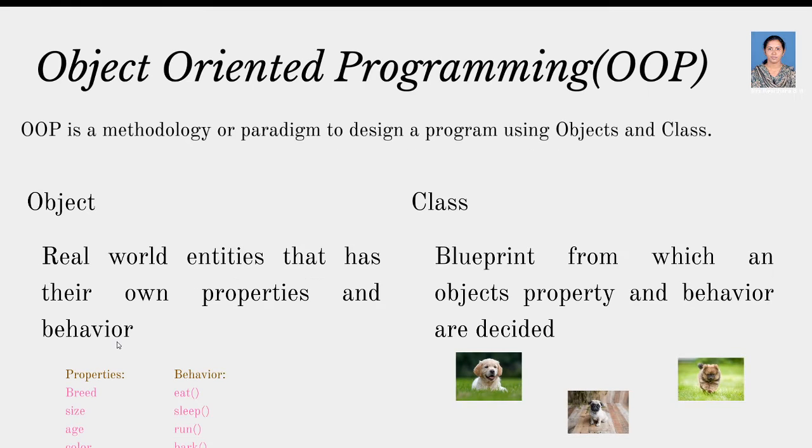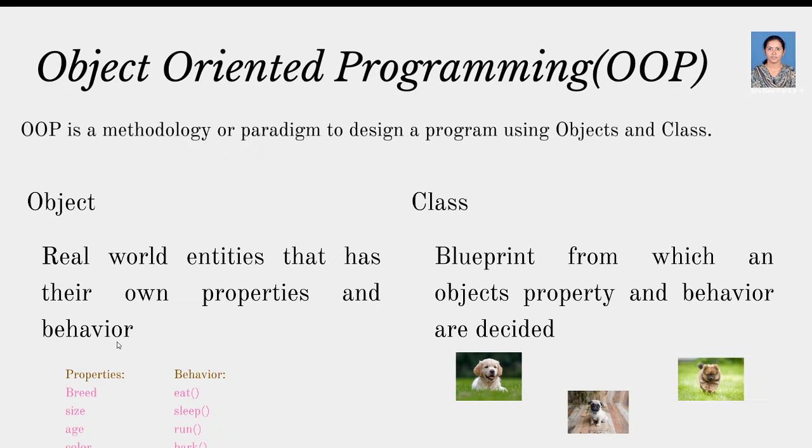Object-oriented programming is a methodology or a paradigm that uses objects and classes for developing a program or a software. And what do you mean by an object? An object is a real-world entity that has its own properties and behavior. For example, we can consider a dog. A dog is an object. A chair is an object. A wallet is an object, and everything is an object.